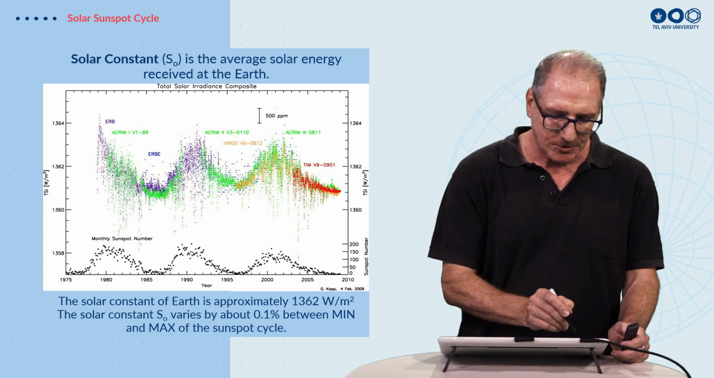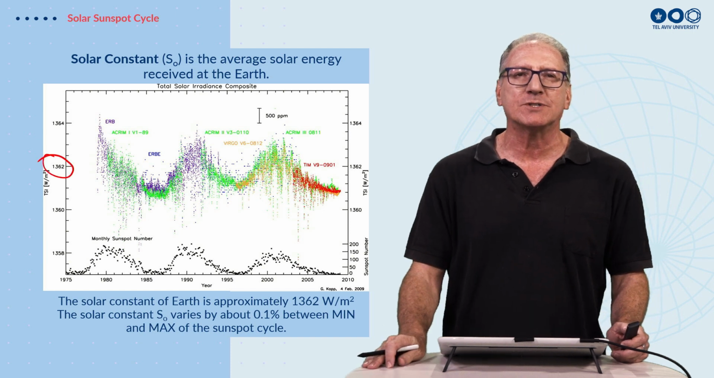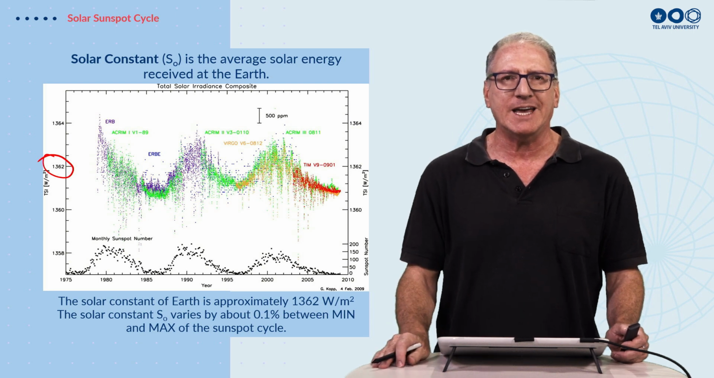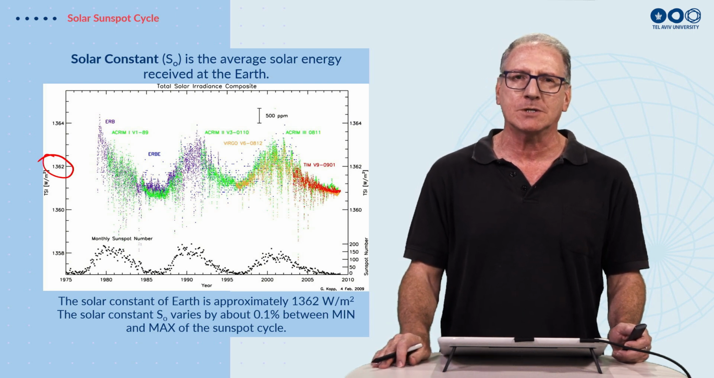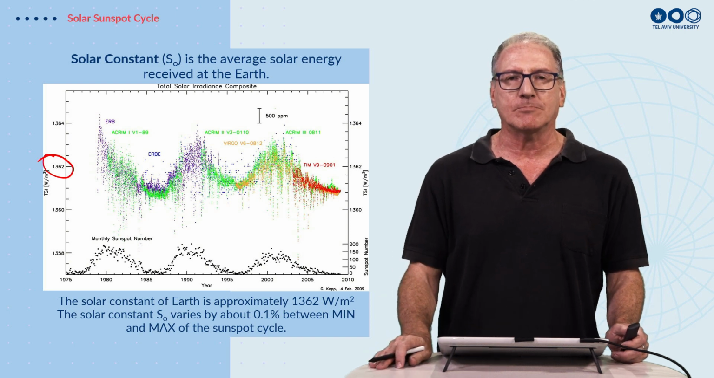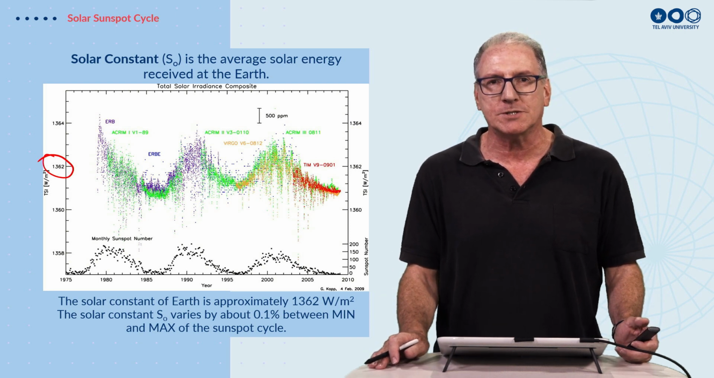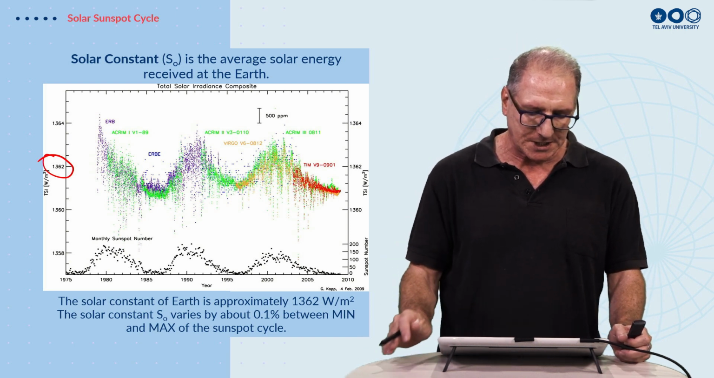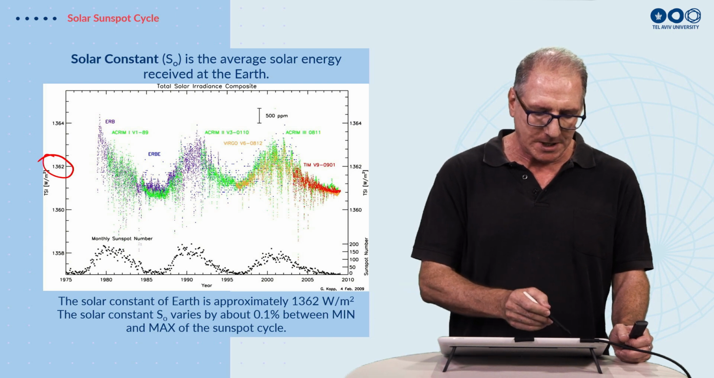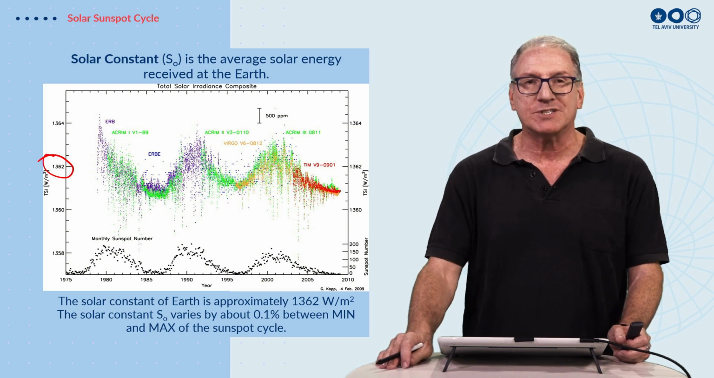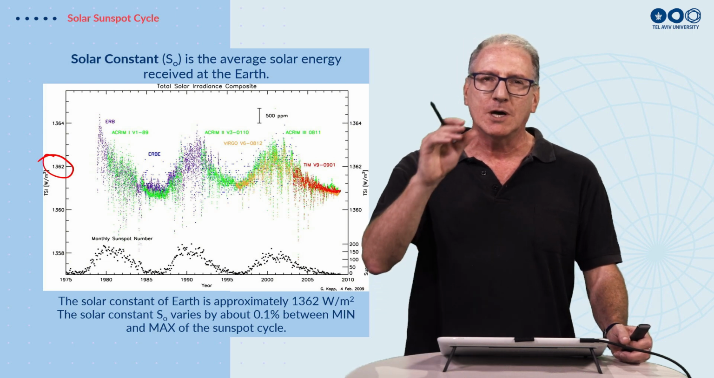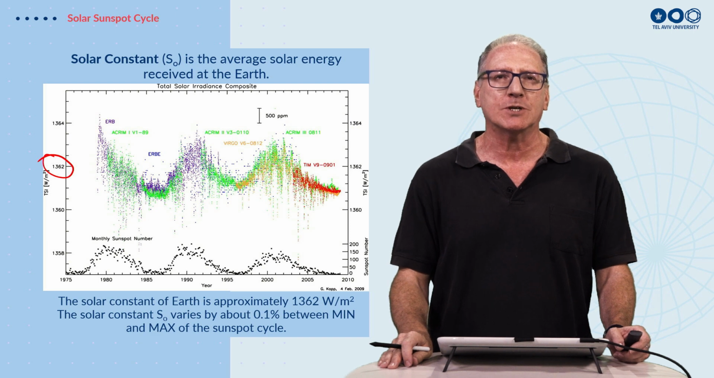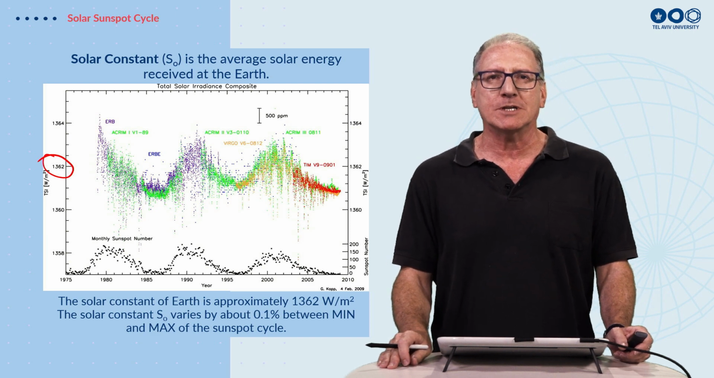The average value for this, 1,362, is what we call the solar constant, and we represent this by S0. S0 is the solar constant. But as you can see from this plot, the solar constant is not really constant. It is fairly constant because the changes we're seeing here over the solar cycle go from maybe 1,360 to 1,364. So we're talking about much less than 1% variability of the solar radiation. But still, the solar constant is not constant.